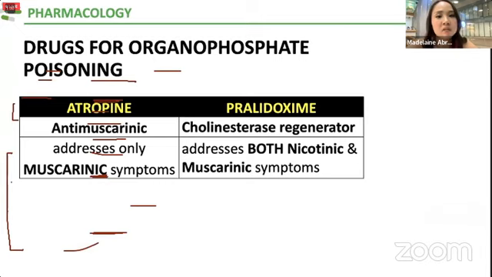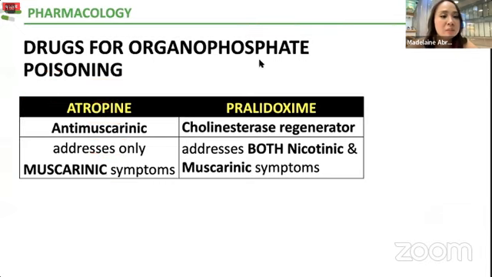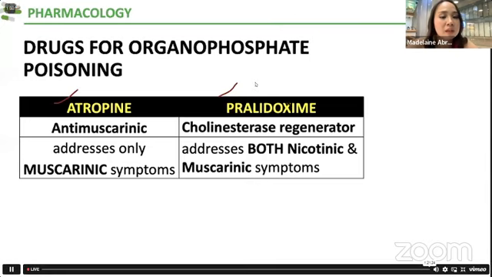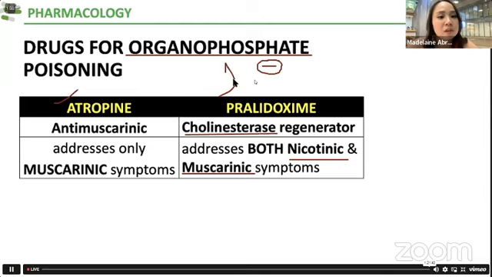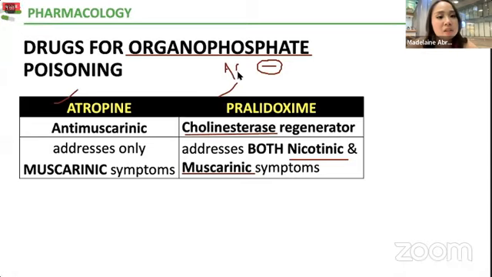So, antidotes natin for organophosphate poisoning are your atropine versus your pralidoxime. So, your atropine, again, ulit-ulit tayo, is an antimuscarinic. Your pralidoxime naman, ito yung emphasize ko, it addresses both nicotinic and muscarinic symptoms ng organophosphate poisoning. Bakit? Because your pralidoxime regenerates your cholinesterase. How? Si organophosphate ay acetylcholinesterase inhibitor. Si pralidoxime ay acetylcholinesterase regenerator.